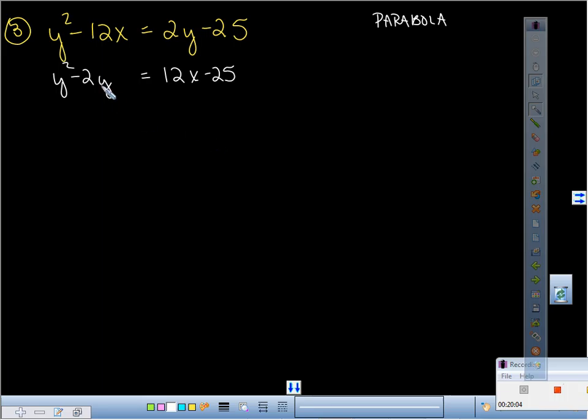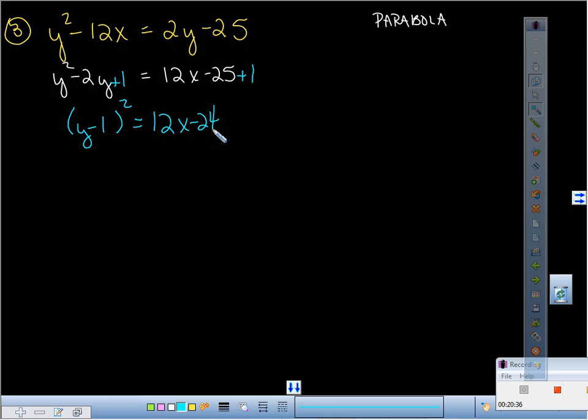Alright, so let's complete the square over here. What's half of 2? 1. What's 1 squared? 1. So I'm going to add 1 where? Both sides. So this is going to be y minus 1 quantity squared is equal to 12x minus 24. Okay, now look at your formula.